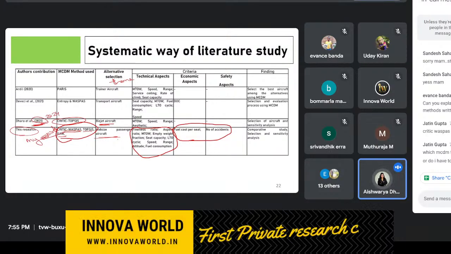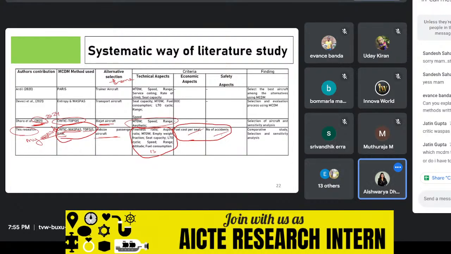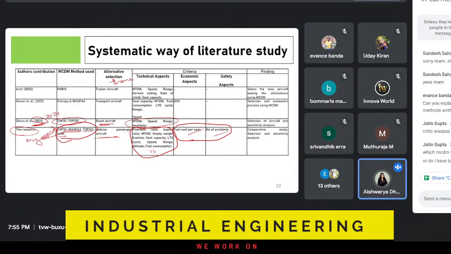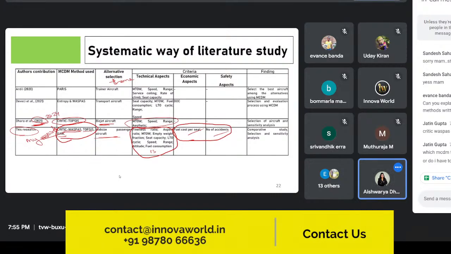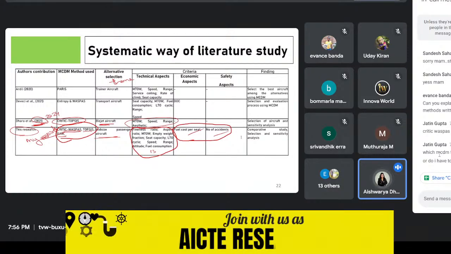I have worked on another different variant of aircraft. They have worked on 4 different technical aspects; here I am working on another 13 or 14 different aspects. Then one economical aspect, and another, accidents. So this makes my paper unique. This is how you have to frame your own study and your own research gap. This will give you the answer as to which MCDM technique I should opt for my study.